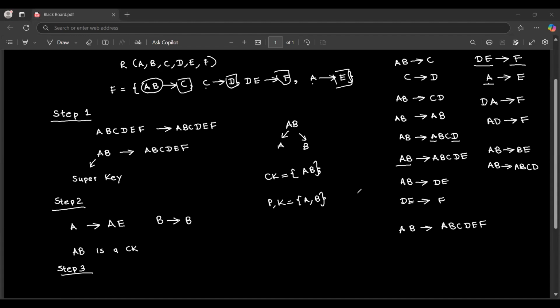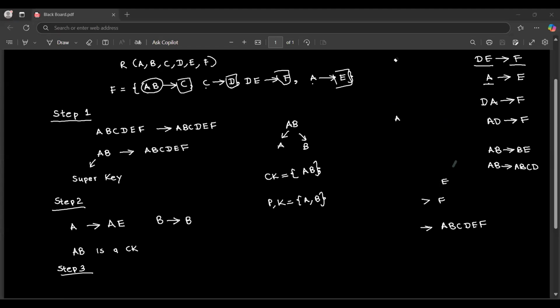AB is the only candidate key. Or you may think, well, since we have AB here, you started with AB, what about CD? How can we do with CD? If you have any doubts, you can check that too. Shall we check? Fine.